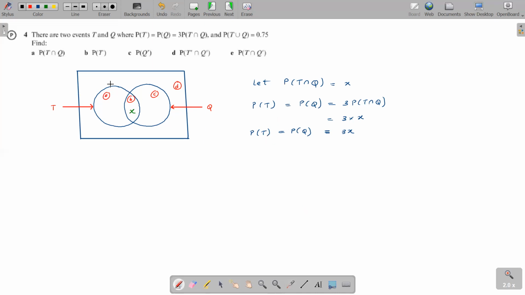Guys, can you see? On top, probability of T means you mark the whole circle, right? Probability of T means the whole circle. This is 3X. And then probability of Q means this whole circle. That's also 3X. Can you see, guys?